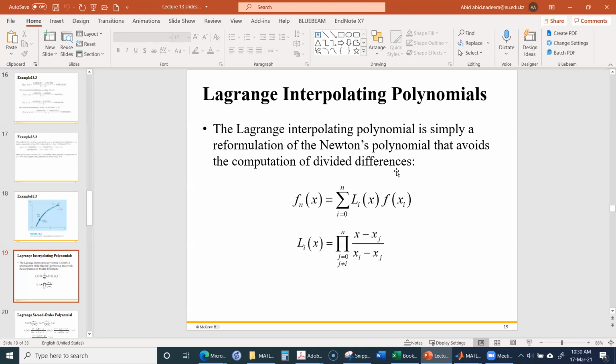So if we don't calculate the divided differences, what do we calculate? In this approach, we just calculate the multiplication of the ratios, and the multiplication is represented by this symbol, the symbol of the product. So we simply find the product of the ratios, and the ratios are x minus xj over xi minus xj, where the variation is from i equal to 0 to n, and Li is the Lagrange ratio, which is multiplied by the value of the function.